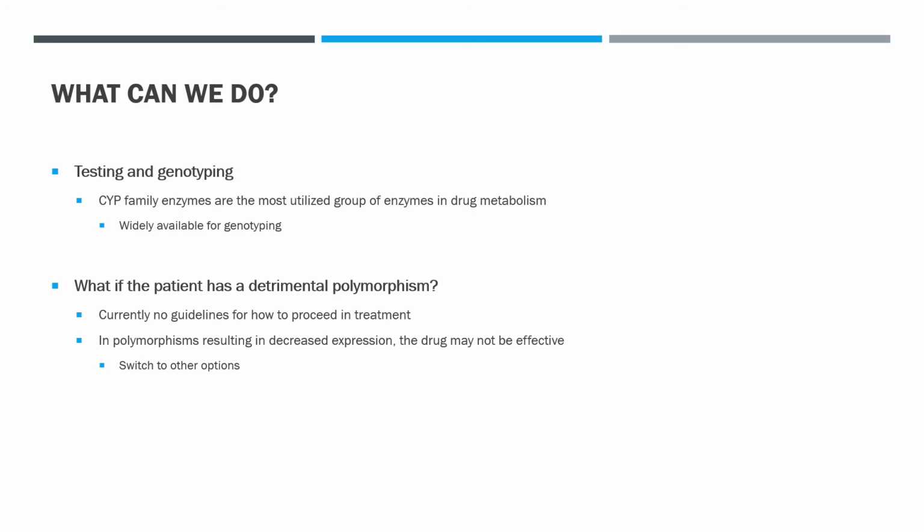Because if we're giving the patient a drug that might not be effective at all and they're not getting the treatment that they need, that's not good. So I think that the most useful thing for genotyping in this case would be switching to other options rather than increasing or decreasing doses.